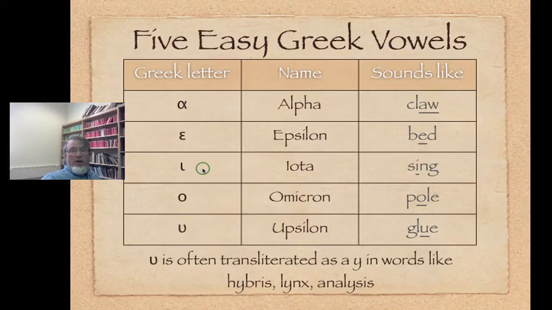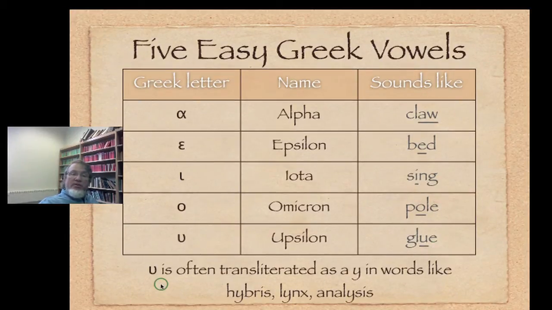Here's an iota, our I. Notice that it doesn't have a dot over it, please. No dots on the iotas. It's pronounced ih, as in our word sing. Here's an O, pronounced o. It's omicron. And there's this strange letter U. Its name is Upsilon, and it's pronounced, as I said, something like U, kind of a U sound with the lips pursed a bit.